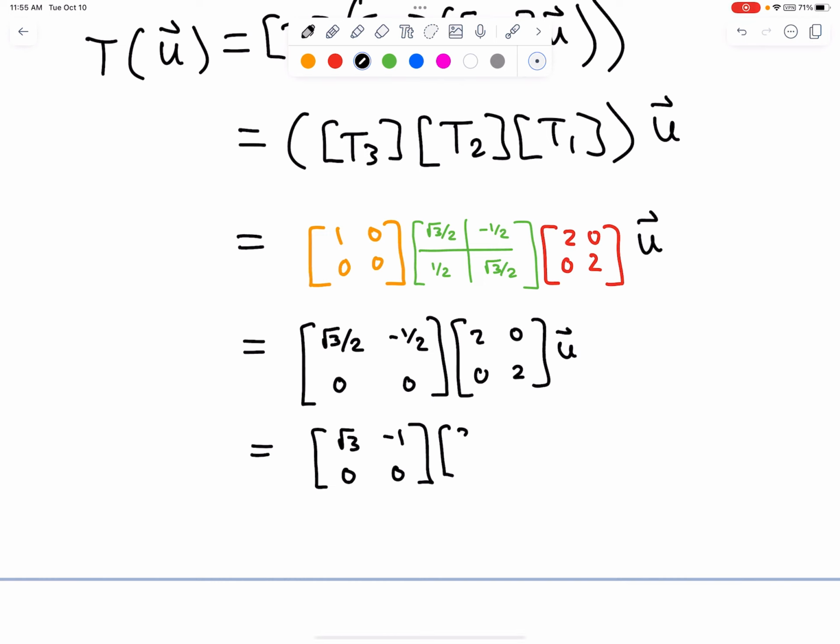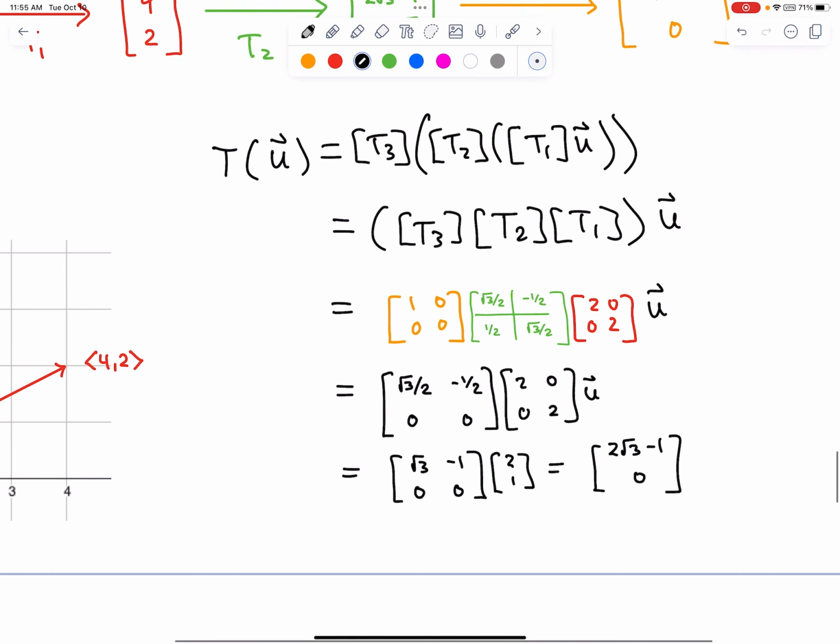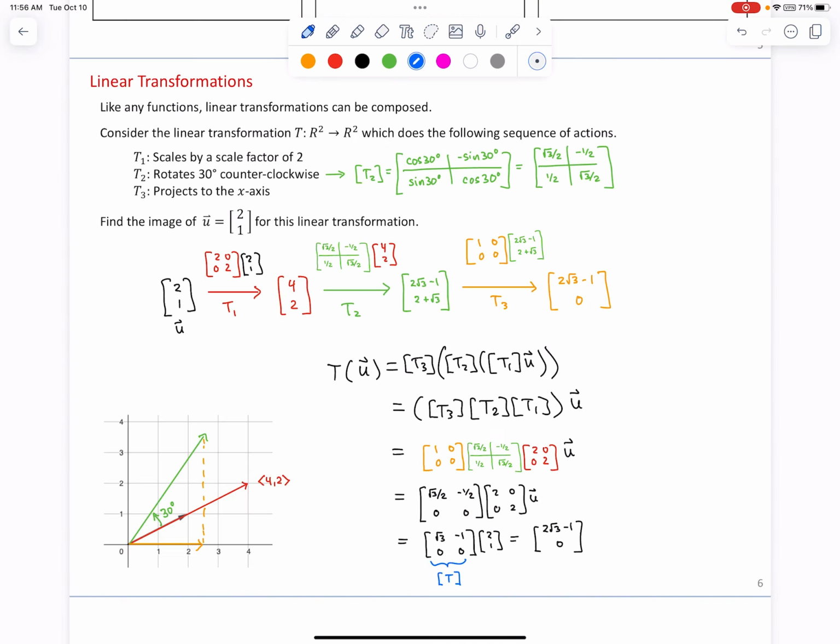Now u was the vector 2, 1. This is the vector that we wanted to transform ultimately. And when I do this final multiplication, I do get as my first component 2 rad 3 minus 1, and the second component will be 0. This was the same result we got up above. So it's the product of these 3 standard matrices that yields the standard matrix for the entire transformation. The standard matrix of the transformation T is this 2 by 2 right here, which was the product of the 3 standard matrices for the 3 separate steps. All right, this concludes our discussion on linear transformations.